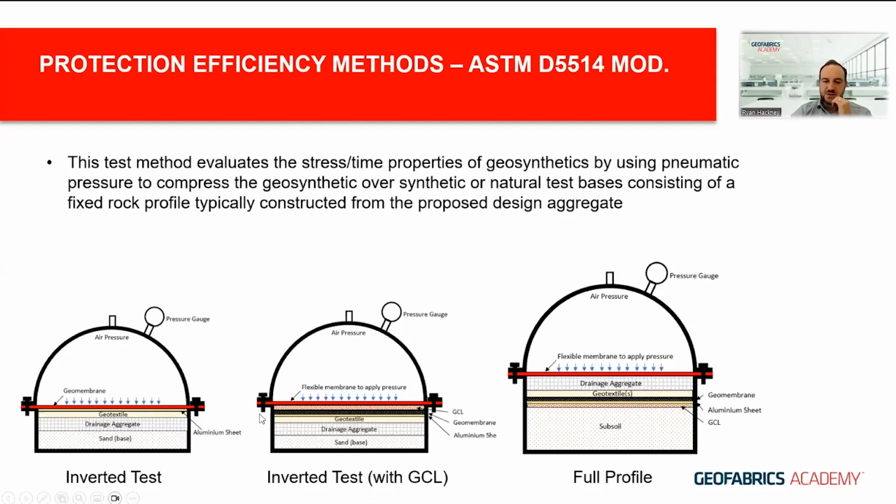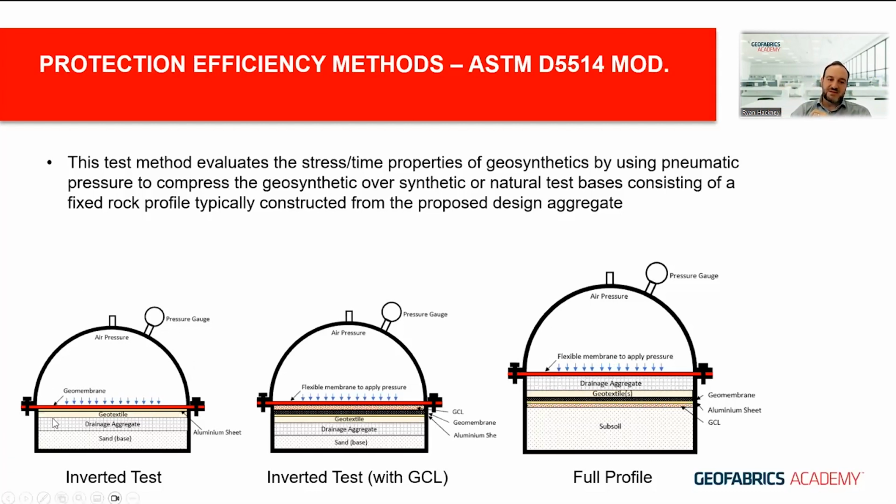We can include GCL in this system as well, so we can look at the profile including GCL and membrane. But again, more recently, we also include the full profile in this apparatus. So that includes subsoil, GCL, recording plate, membrane, cushion, aggregate, and then just a sacrificial bladder that's used to apply the pressure. So there are a number of ways of doing this test, and the designers specify this in their project specifications, what elements they want to see.